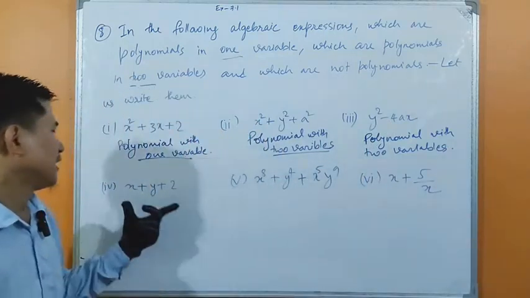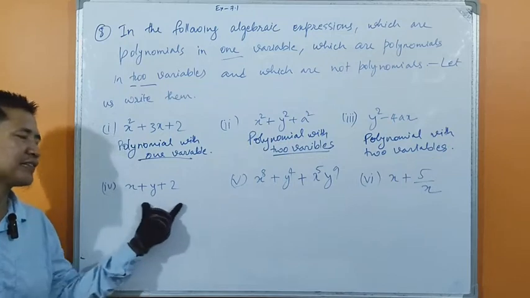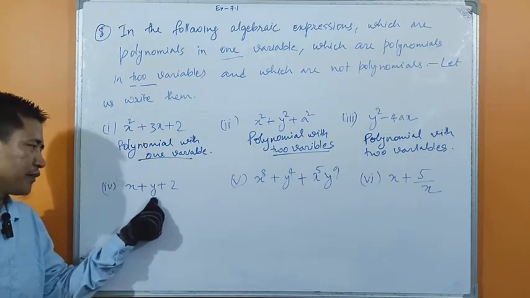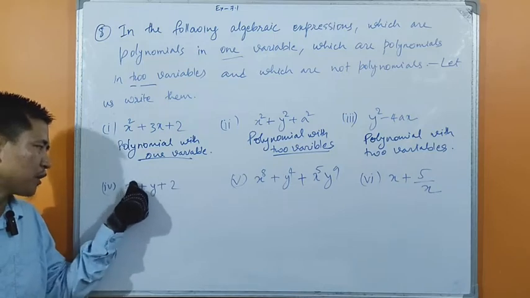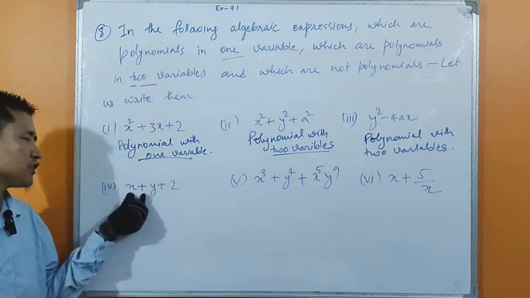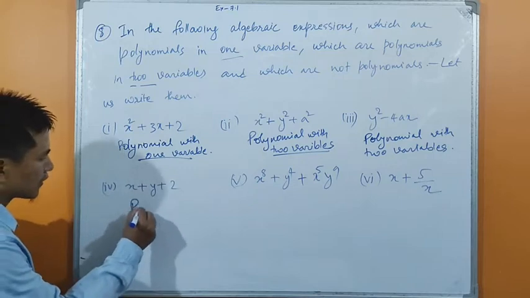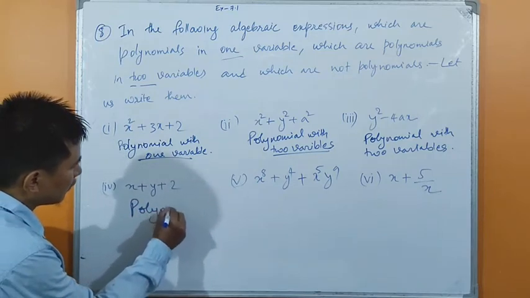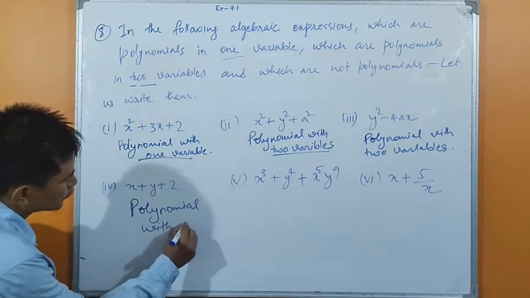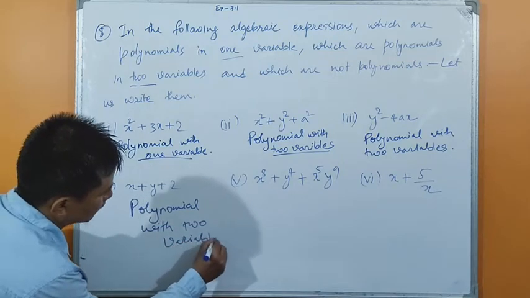Polynomials with two variables. Let us see this question. Is this a polynomial or not? First of all, let us see, is this a polynomial or not? There are two variables x and y. The power of x is +1 and the power of y is +1, which is a positive whole number. So this is a polynomial and there are two variables x and y. So we can write this is a polynomial with two variables.